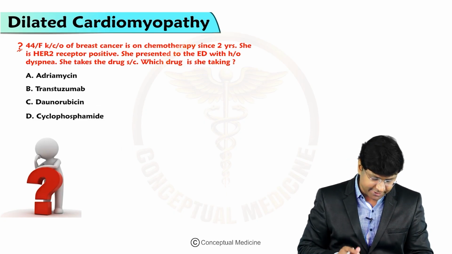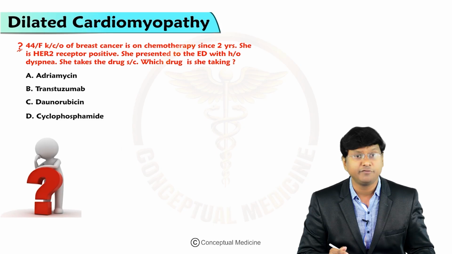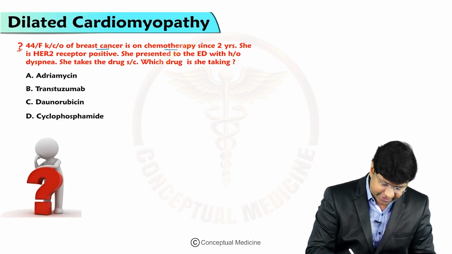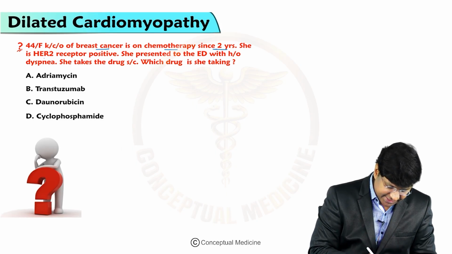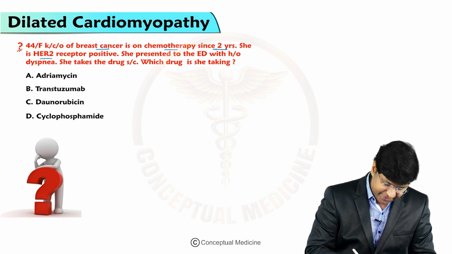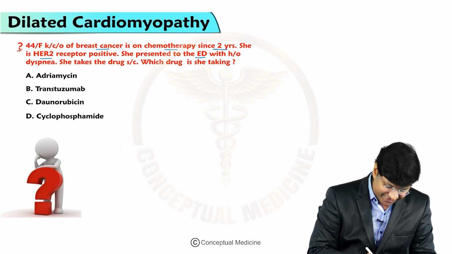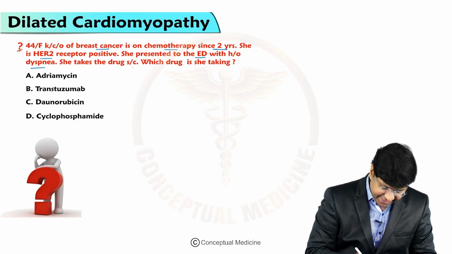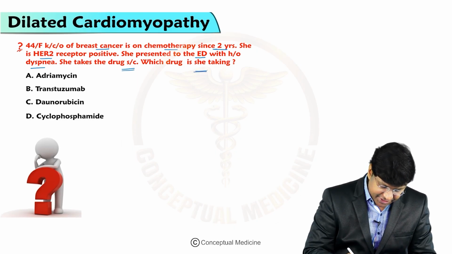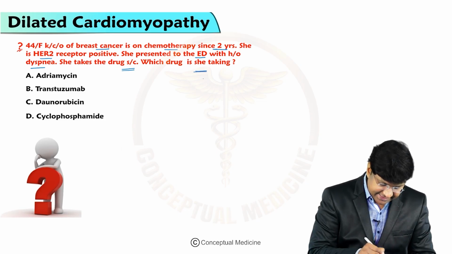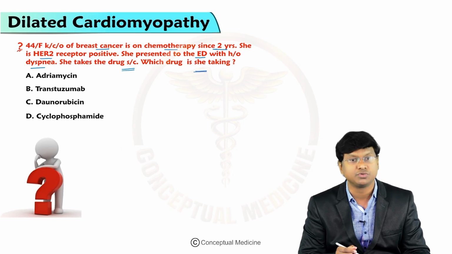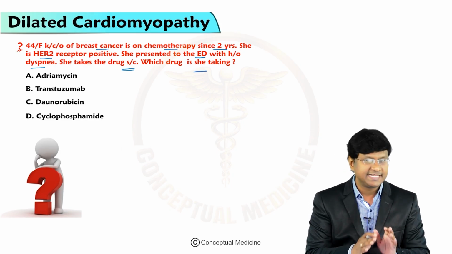So, you see this question here: a 44-year-old female patient, a known case of malignancy of the breast, is on chemotherapy for 2 years. She is HER2 receptor positive. She presented to the emergency department with a history of dyspnea. She takes the drug subcutaneously. Which particular drug is she taking which is causing the dyspnea? The options are adriamycin, trastuzumab, doxorubicin, cyclophosphamide.